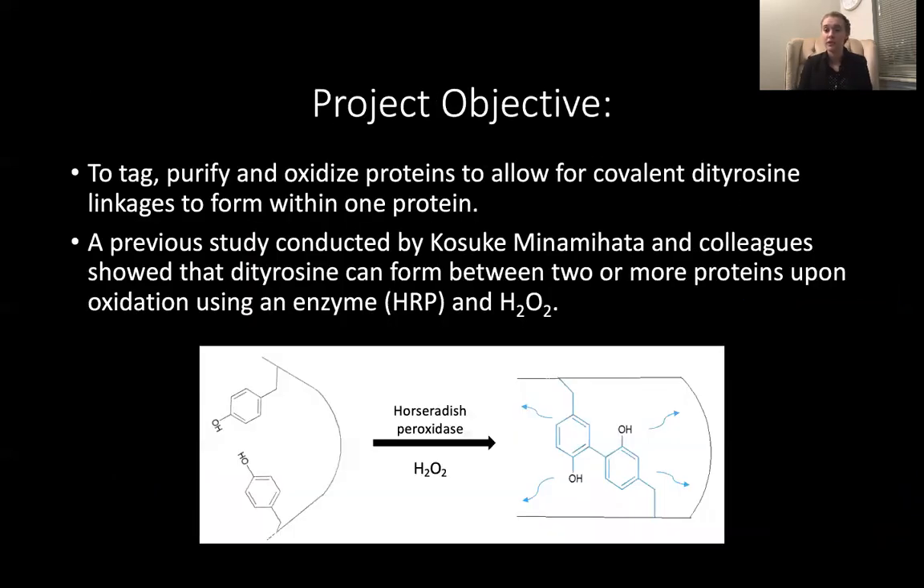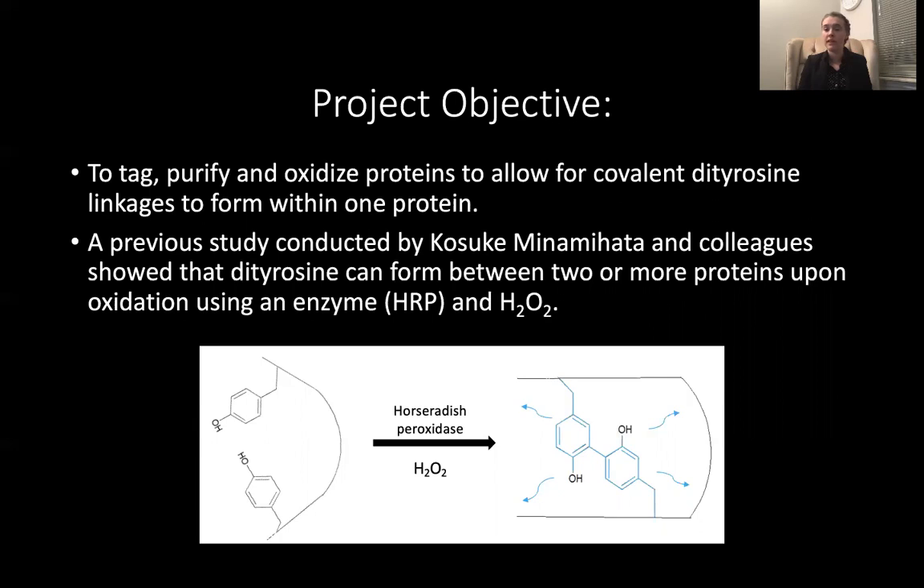So this summer, we sought to tag, purify, and oxidize those two proteins to allow for covalent dityrosine linkages to form within one protein. Tyrosine is an amino acid, and so we inserted this tag, which contains multiple amino acids, but we made sure it had two tyrosines in it. Then we subjected it to these oxidation conditions, which we'll talk about in a little bit, and we wanted to form a covalent dityrosine linkage within one protein.